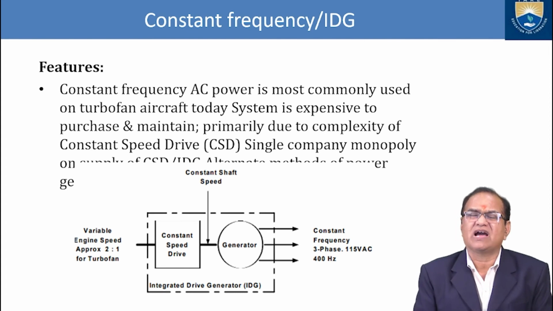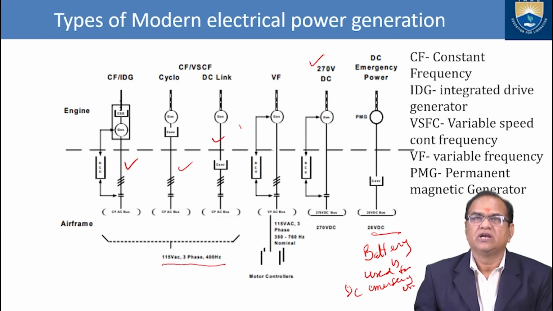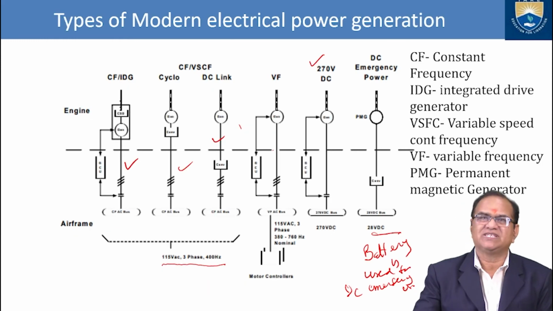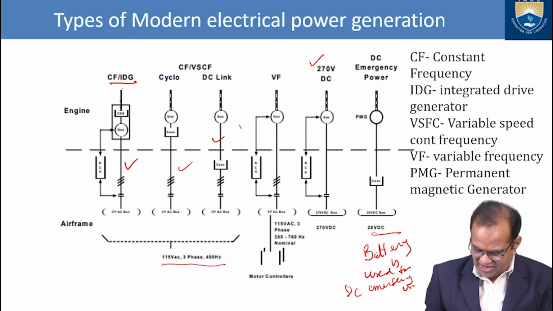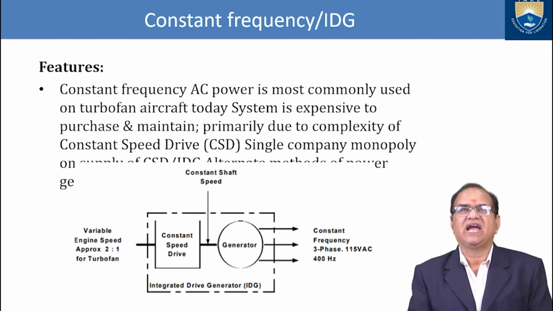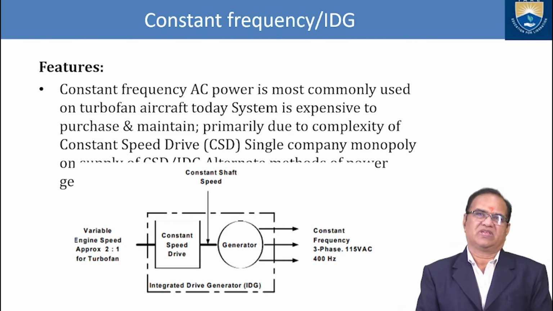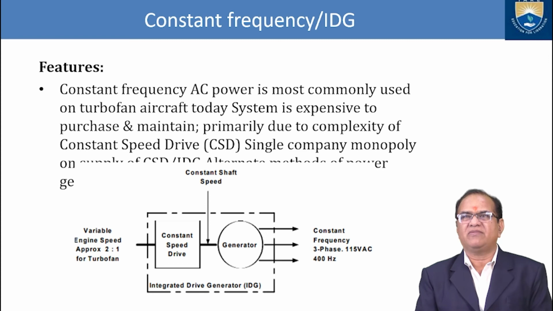Now I will talk about the constant frequency IDG. You see this one, the first one is the constant frequency IDG. This is the first one. So I am going to explain about this constant frequency IDG system. In this constant frequency, AC power is most commonly used on turbofan aircraft.